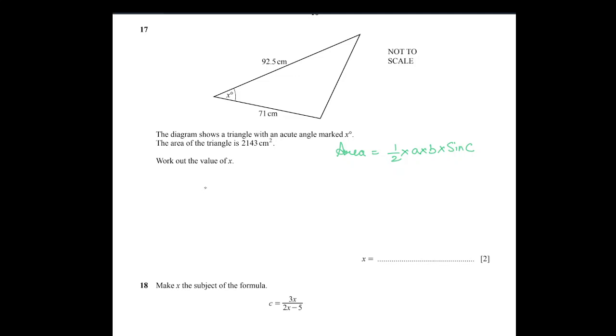So taking that rule, and we know the area already, half into 71 into 92.5 into sine x is equal to 2143. Now simplify wherever possible. Simplification is not possible. So keeping sine x on the left hand side, try to bring everything on the right hand side. 2 is dividing here, it will be multiplied on the right hand side, and these two are getting multiplied, so they will be divided on the right hand side.